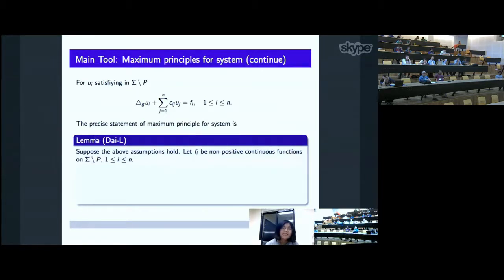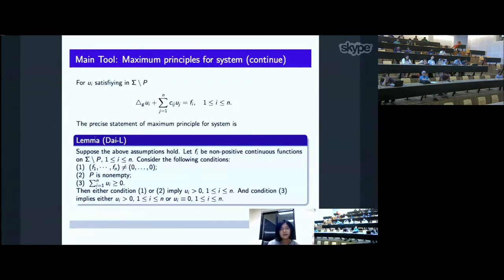For u_i satisfying this system, we have a precise statement of the maximum principle. Suppose the previous assumptions hold, and now we add a condition for f_i: if f_i is non-positive, then under each of the following conditions, we have u_i greater than 0. This is the system version of the maximum principle. Because if we have one function, like if the equation is less than or equal to 0, we get u greater than 0.